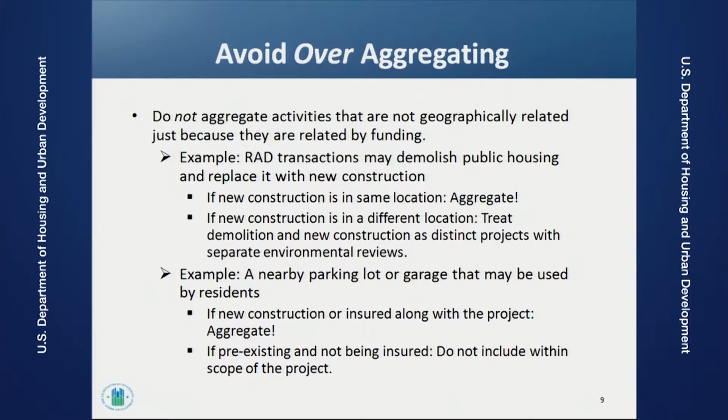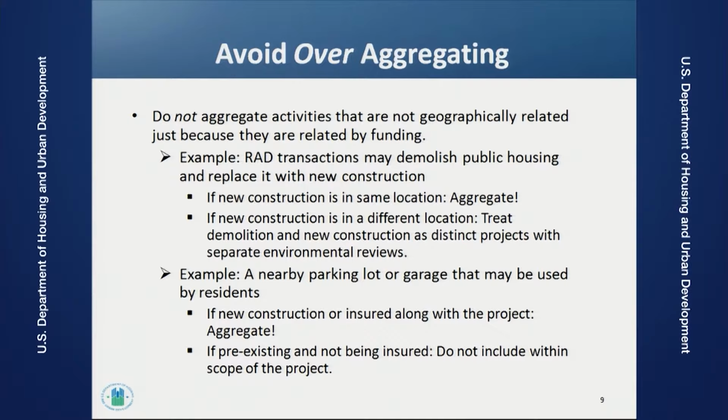Something we see a lot with RAD transactions is that they'll be demolishing a building on one site and then building a new replacement building, and that will be thought of as the same transaction. So if you're demolishing a building and building a new one in the same exact location, that's one project with two activities, demolition and new construction. If you're building the replacement building a mile away, then that's two environmental reviews. You'll find it's a lot easier to evaluate those sites separately than to try to juggle them within the same analysis, because they're going to have different maps, different contamination, maybe one's in a floodplain and one isn't.